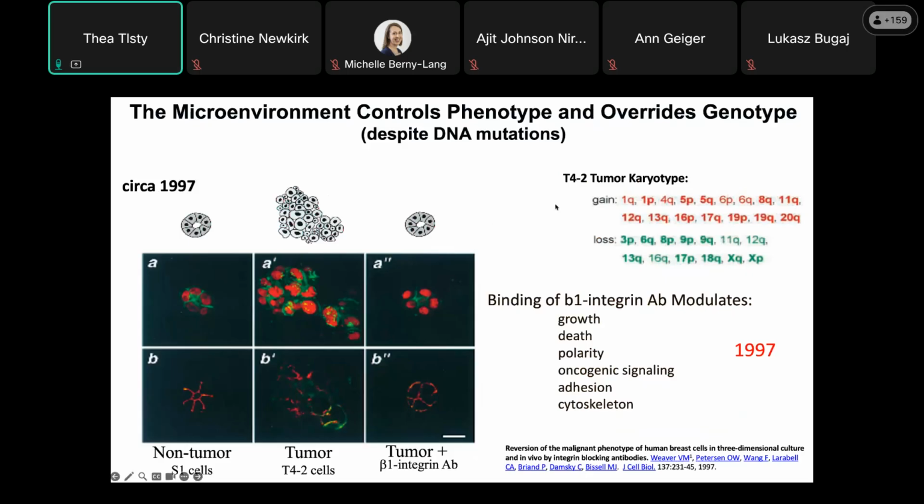And if you sequence these, they have all these genetic mutations. If you remove the antibody, the phenotype goes back to the tumor-like malignant phenotype, back and forth, just dependent on whether you've put in the antibody, telling you that the microenvironment clearly controls the phenotype and overrides the genotype.